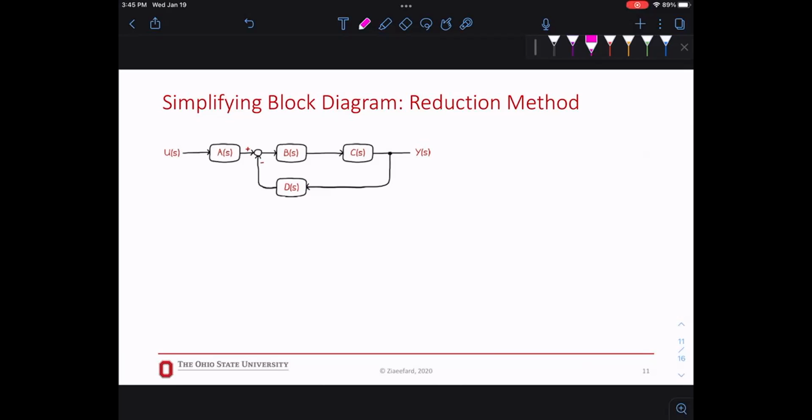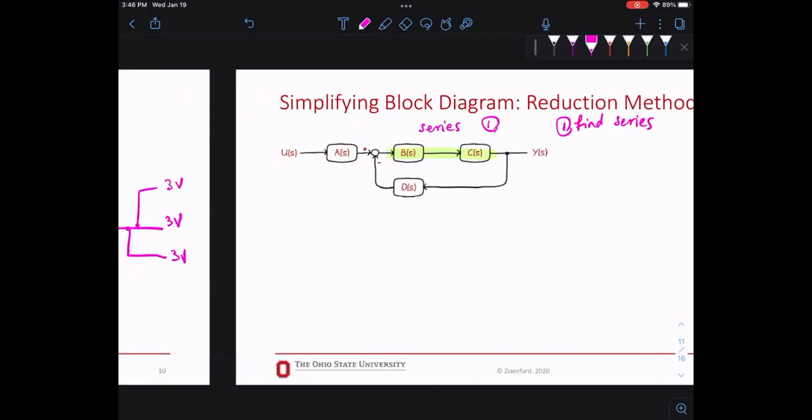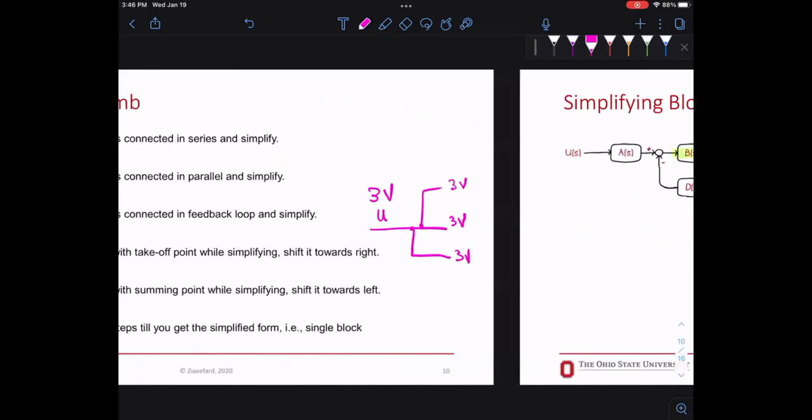All right, for this one, if you're still working, you can work. I'm going to write the steps so you can see how I would solve it. And then once you learn, you don't have to show the steps, but I suggest doing it the first time if you haven't done this before. So I'm looking for parallel and series. This is in series, right? So this is from step one. Step one, find series and simplify.